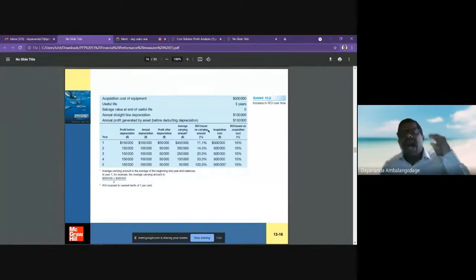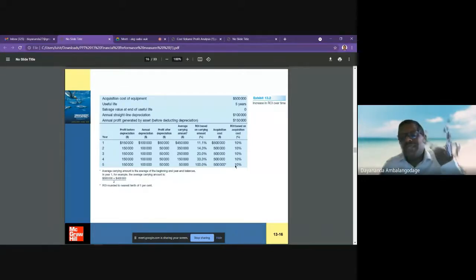So you will see the ROI based on carrying amount, the average carrying amount, is increasing. As the assets get older, your ROI will increase because of the depreciation issue. But on the other hand, the acquisition cost is 500. So if you calculate the ROI based on acquisition cost, 50 divided by 500, that is 10%. So it is constant.